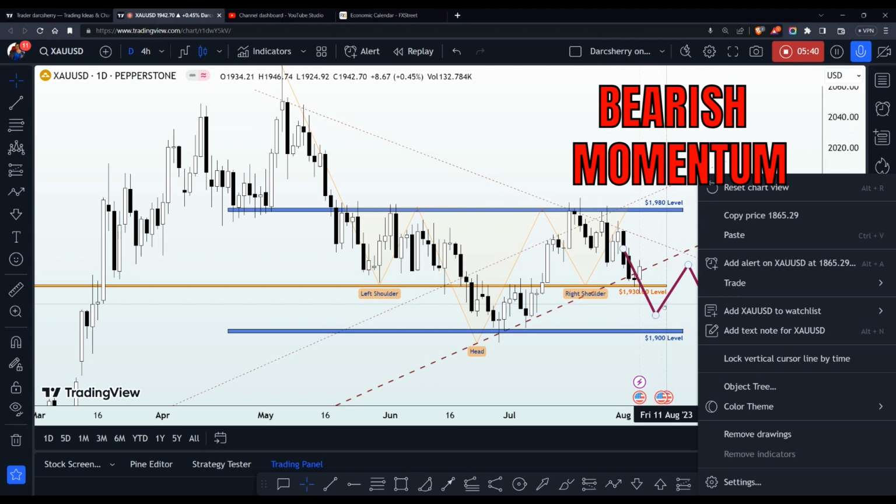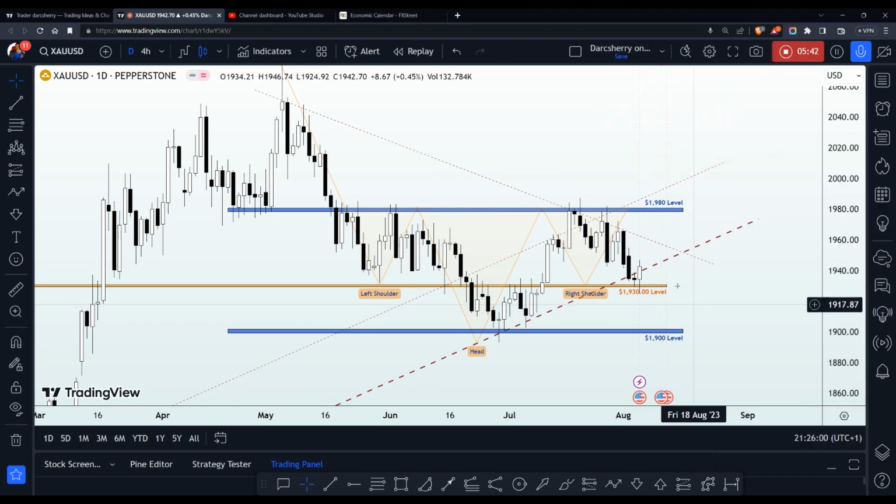Now, to have a better perspective into what is going on here and how to position ourselves ahead of the week, I was able to identify a simple setup that we are going to be using on the 4 hours and the 1 hour time frame.